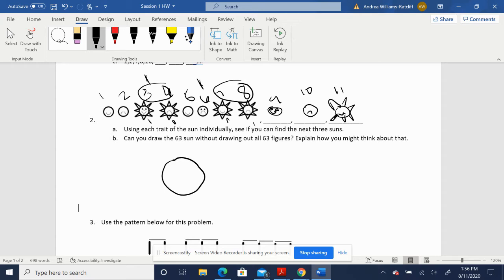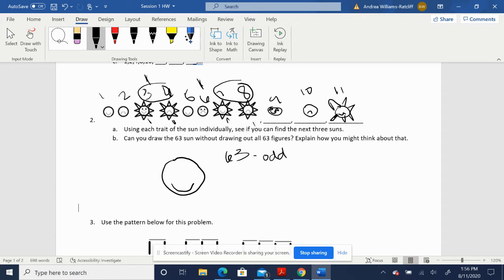Okay, so let's try to put in its smile, or its happy or sad face. 63, of course, is an odd number. Okay, so what pattern did we see here? Odd numbers had smiley faces. Okay, so we took care of that.